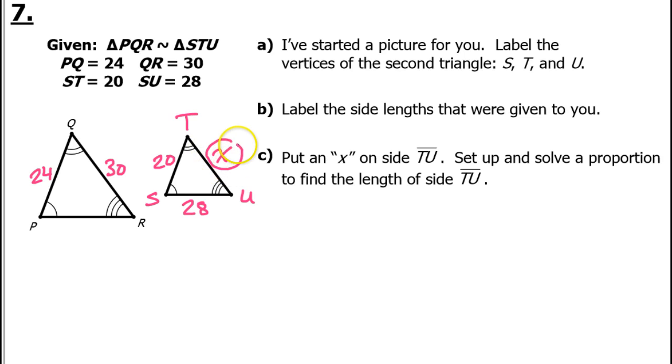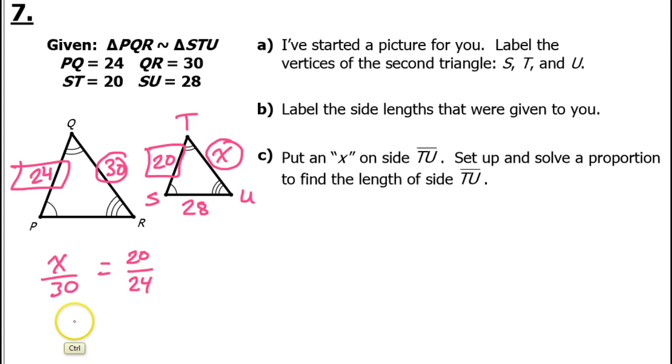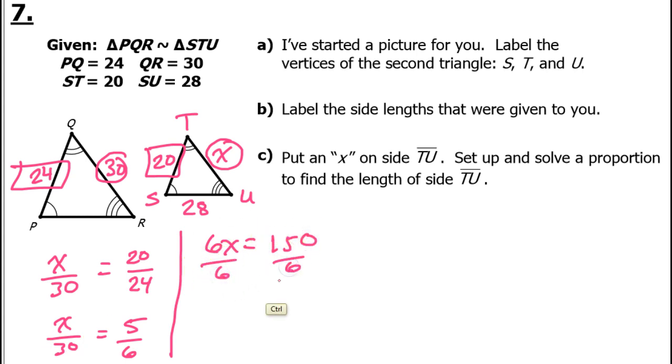So of course the X is corresponding with the 30. So I can go X over 30 equals, and then the 20 is corresponding with the 24. So I can go 20 over 24. This is going to reduce, so I'll have X over 30 is equal to, let's see, so these are both divisible by 4, so that'll be 5 over 6. All right, so when I cross multiply, I'm going to get 6x, and then 5 times 30 is 150. And then if I divide both sides by 6, I get x equals 25.